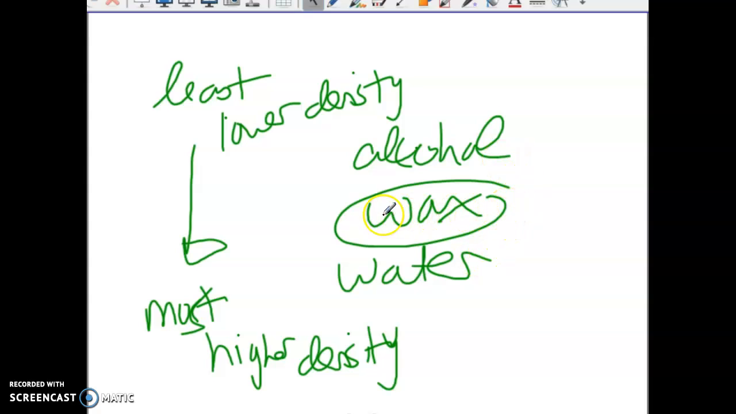Now, let's say wax were to float in both of them. That means that wax would be the lowest density. If wax were to sink in both of them, that means wax would be more dense than water. Comparing the different densities of different things helps us rank them and understand how compact the particles are compared to one another.